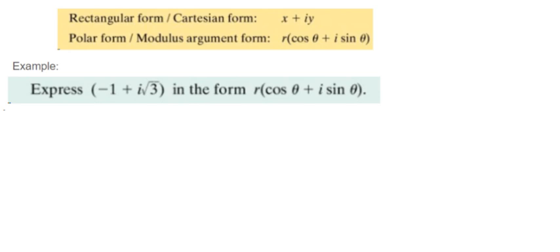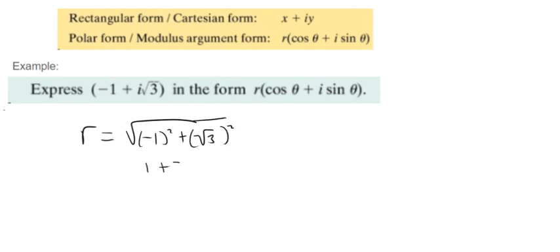So the r, that's just the modulus. If you don't know how to do modulus, then look back. The r part will just be the square root of -1 squared plus root 3 squared. So that's just going to be 1 plus 3, so the square root of 4, which is 2. So r is 2 here, so we know that we're going to be putting in a 2 instead of the r.